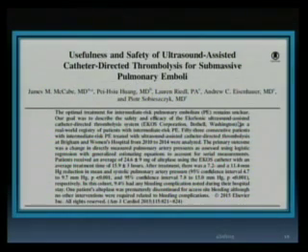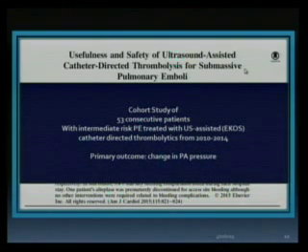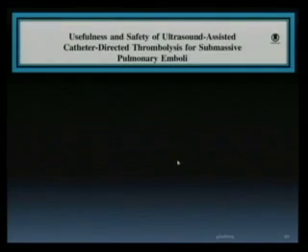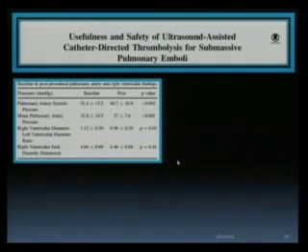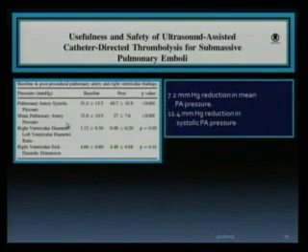Let's take a look at newer studies on the usefulness of ultrasound-assisted catheter-directed thrombolytic treatment in submassive PE. This is a cohort study of 53 consecutive patients, intermediate risk, submassive PE, a very recent one, 2010 to 2014, and the primary outcome measured was change in the pulmonary artery pressure. There was a significant decrease in the systolic and mean PA pressure, about 7.2 for the mean and 11.4 for the systolic pulmonary artery pressure.